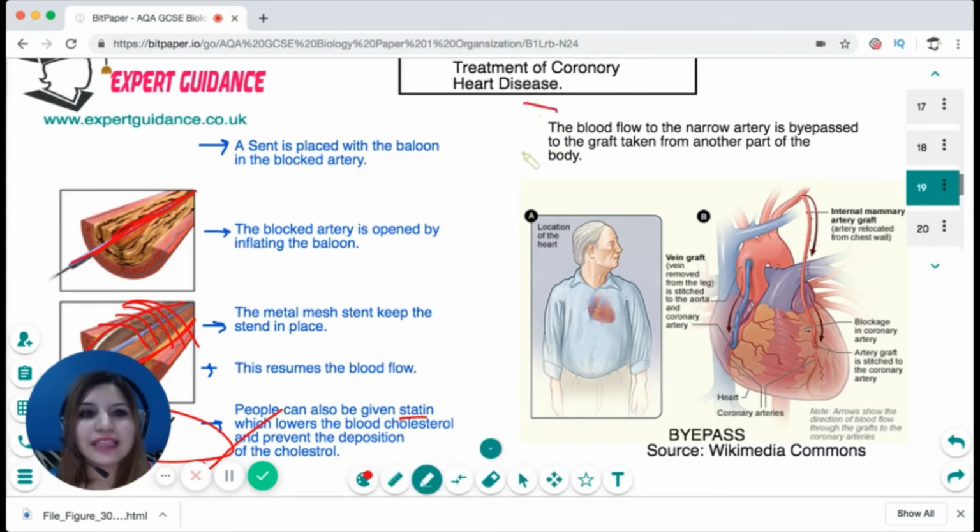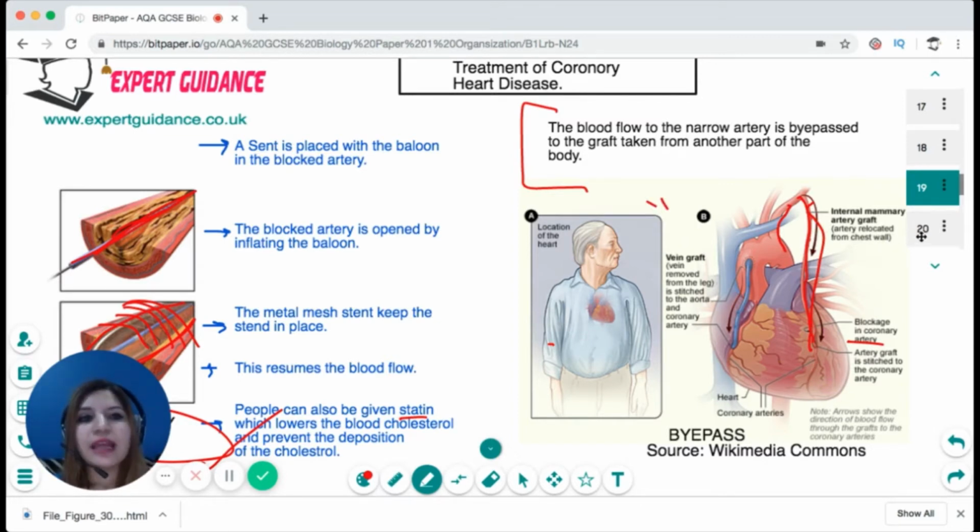Then in that case we do a bypass. What's a bypass? You can see that this is a blocked artery. We give a graft, and this graft bypasses the blocked artery. So there is a blockage in the coronary artery. An artery graft is stitched to the coronary artery, so the blood, rather than flowing through the blocked artery, flows to the graft and resumes the blood flow.